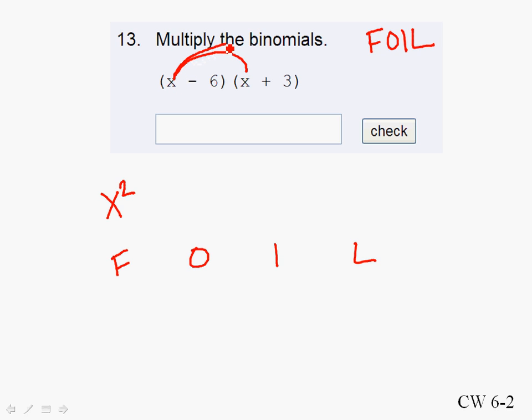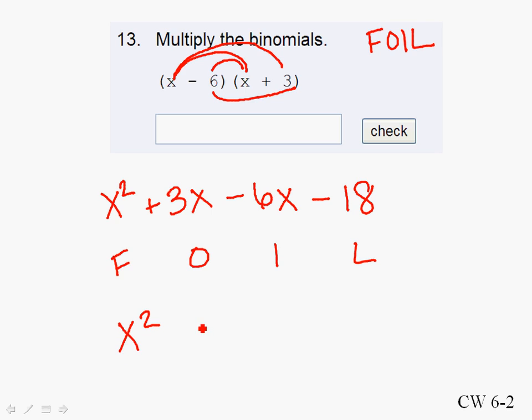My outside is going to be 3x, so x times 3 is 3x. My inside is going to be negative 6 times x, which is negative 6x. And my last two are negative 6 and positive 3, which gives me negative 18. When I combine my like terms, 3x and negative 6x gives me negative 3x, and negative 18. So my final answer is x squared minus 3x minus 18.